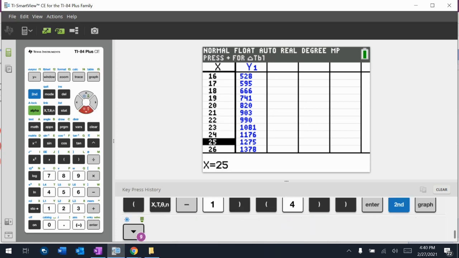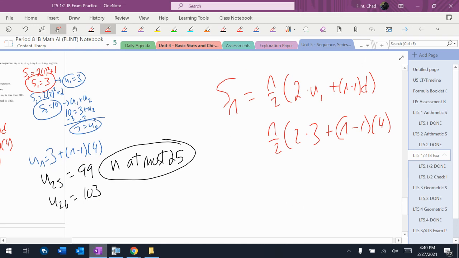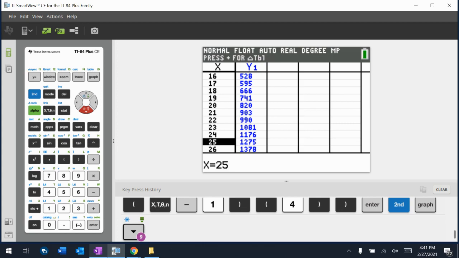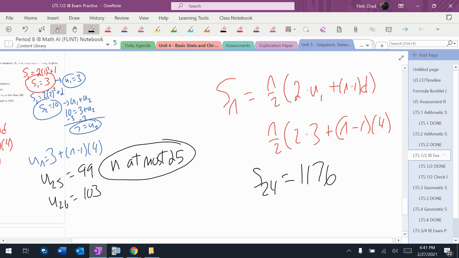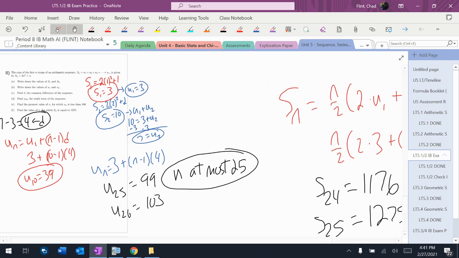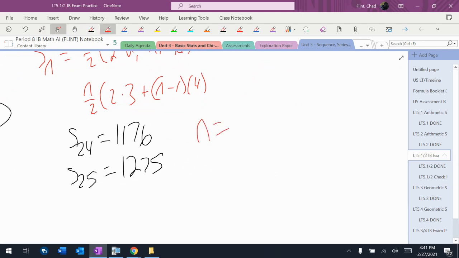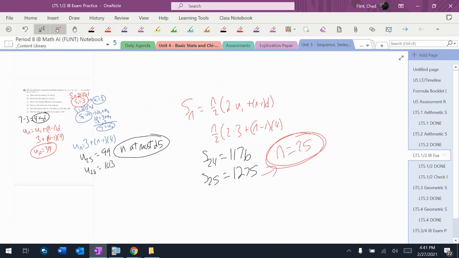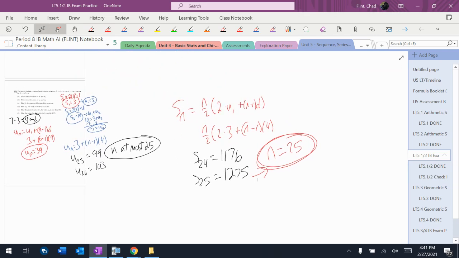All right, so S24. So again, what am I going to do to show my work? I'm just going to write a couple of them down. S24 equals 1176. And S25 equals 1275. So it said, what is n when the total equals 1275? n equals 25. All right, and that would be worth a lot of points, and it should take you a while on an IB exam, but it's still just really an algebra question.